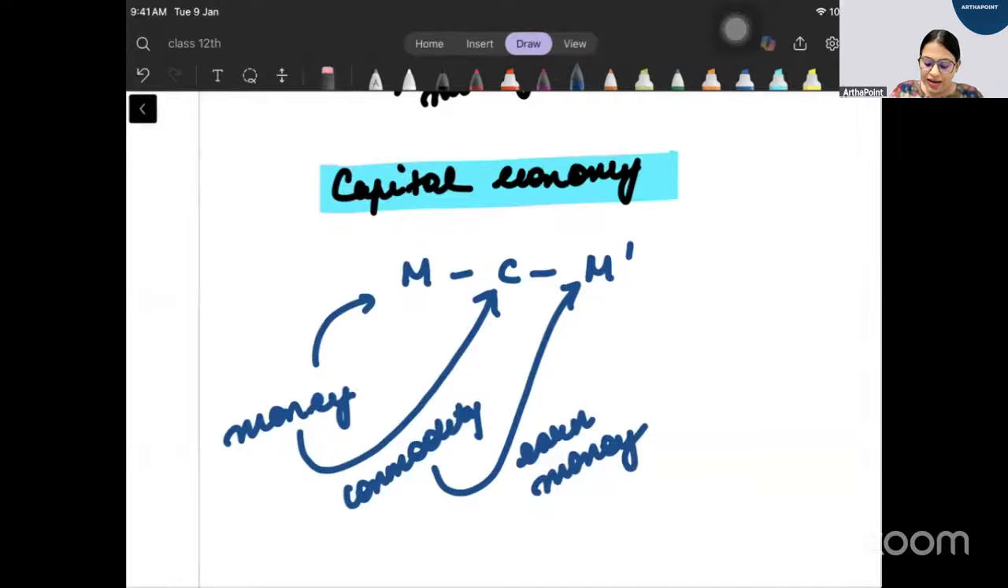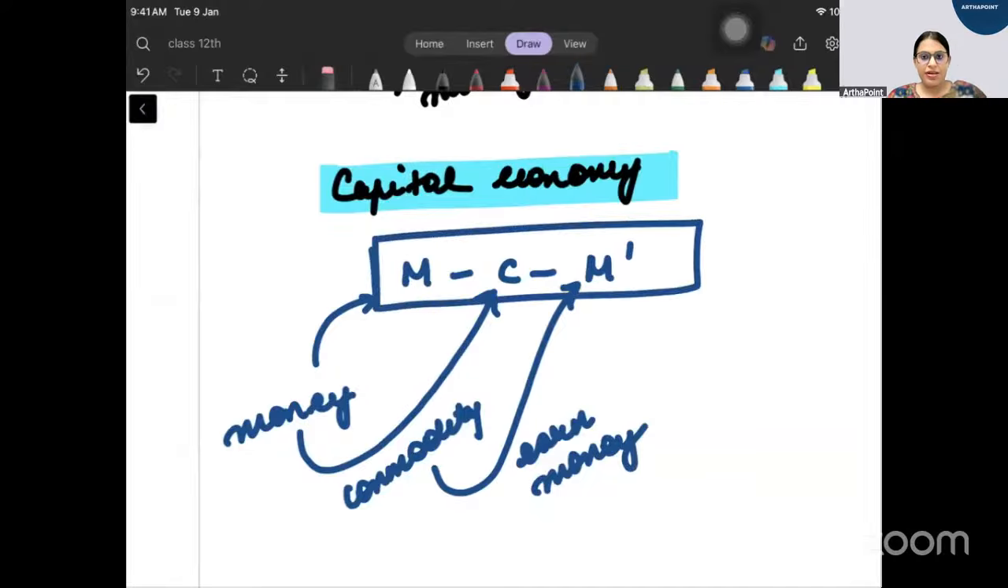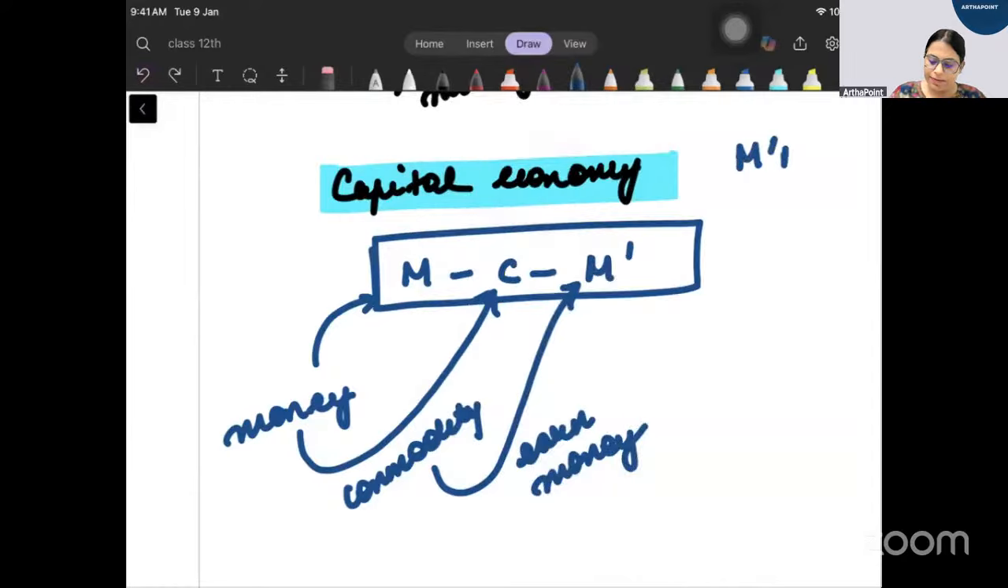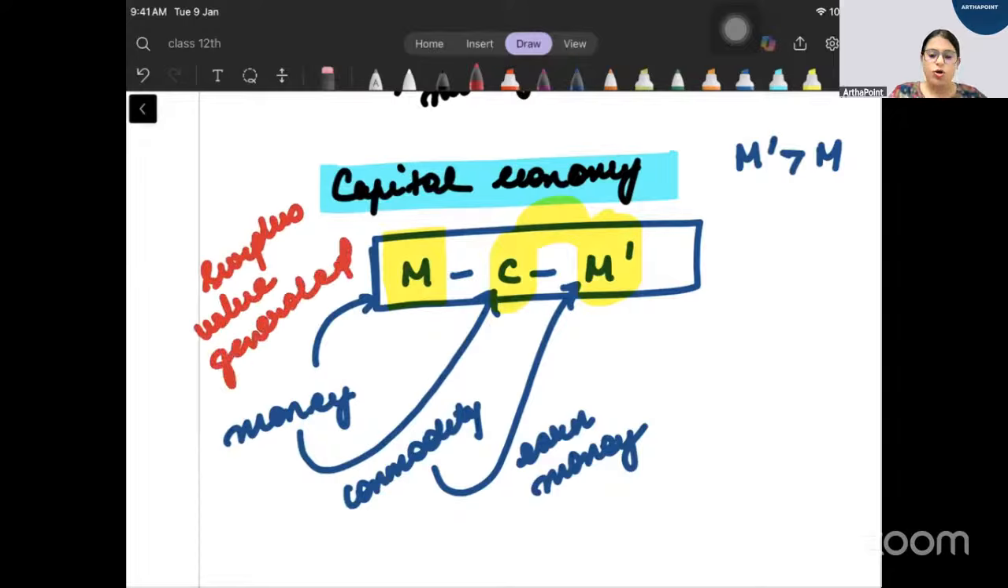राइट. सो एक कैपिटलिस्ट का मेन एम क्या रहेगा अकॉर्डिंग टू मार्क्स, इज टू इंश्योर दैट एम डैश इज ग्रेटर देन एम. So that means the money he is investing to buy raw material, और जो भी पैसा वो लगा रहा है रॉ मटीरियल में, so that he will go ahead and he will create a final commodity. When he sells that, he should be earning more money than what he invested. There should be surplus value generated. कुछ सरप्लस जनरेट होना चाहिए. And this is called the M C M dash circuit.